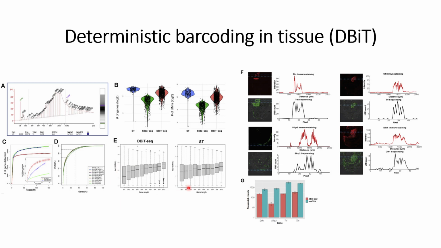And in the panel they show the bias of DBiT-seq and the other techniques, such as spatial transcriptomes, that they are biased towards high length genes compared to low size genes. And this is true not only for DBiT but also for spatial transcriptomics.